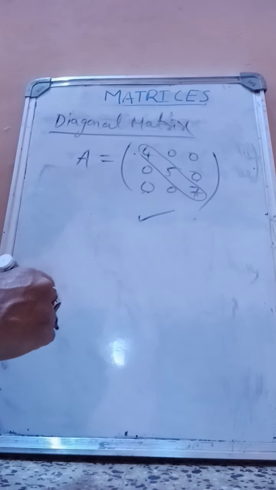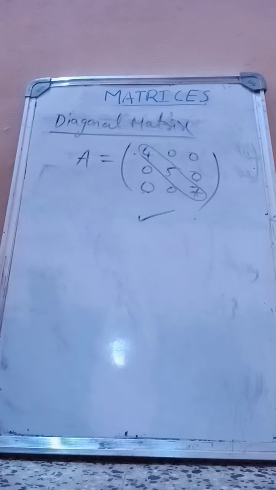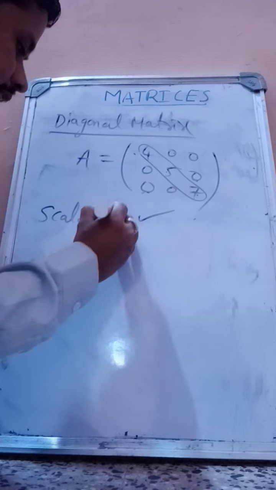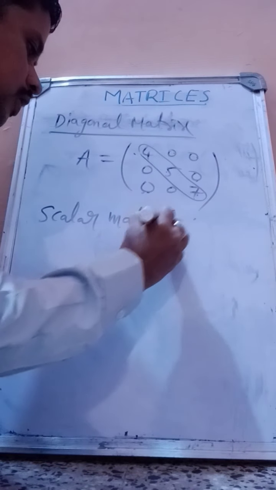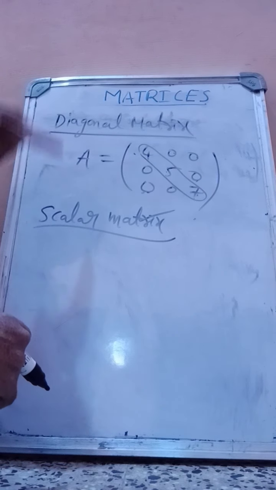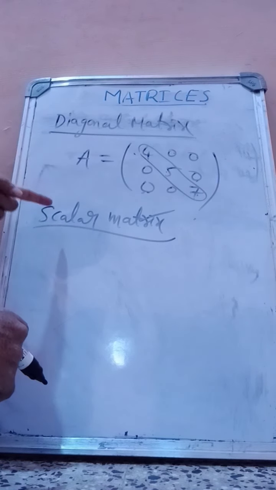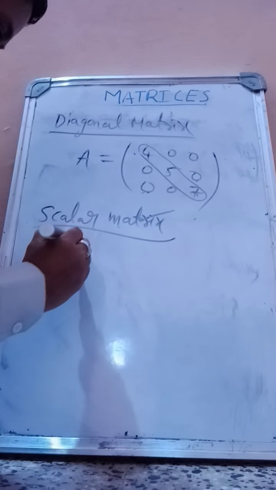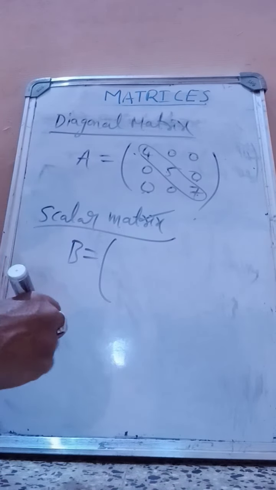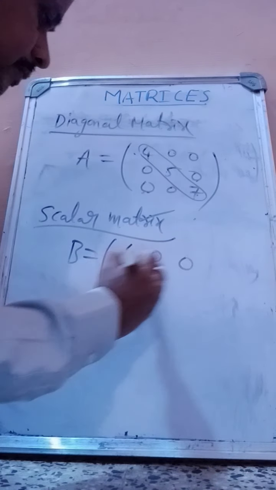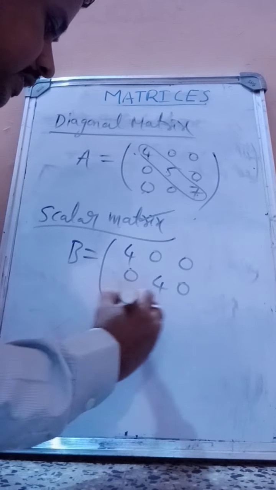Okay? So we will move to the next matrix, called scalar matrix. Here we are giving some additional information to the diagonal matrix so that we can consider it to be a scalar matrix. What are the additional properties? Let us consider the same matrix, say B. I am writing it like this: 4 0 0, 0 4 0, 0 0 4.